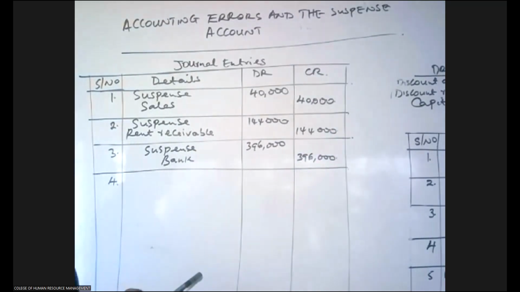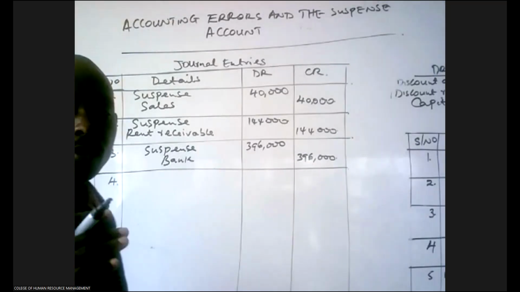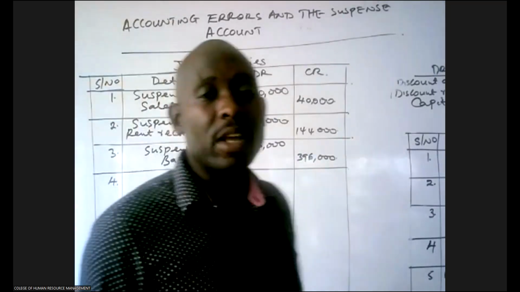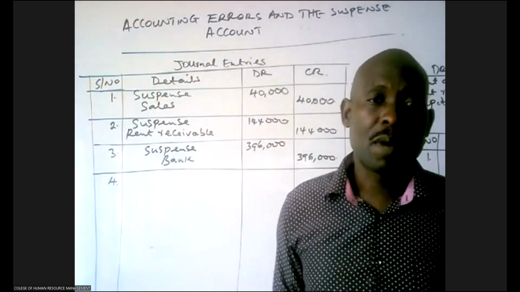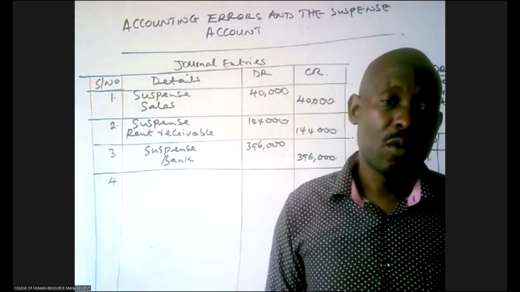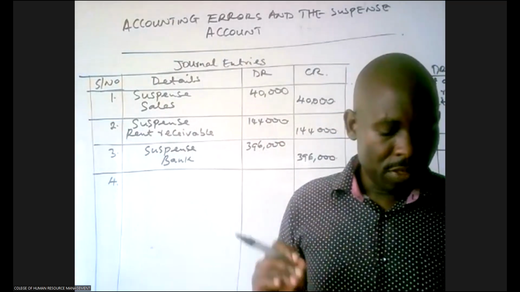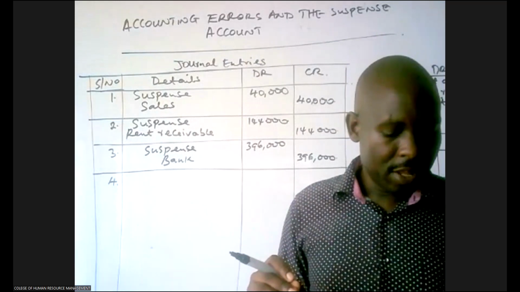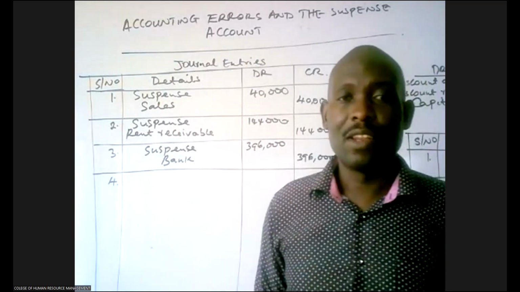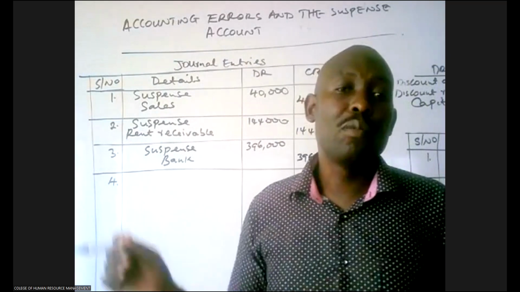Number 4. John, a debtor, had bought goods worth 180,000. This transaction was recorded on the credit side of his account. I told you, and I was going to tell you again, when we sell goods to a debtor or a customer, the debtor should be debited. We credit sales. But in this case, John, who is a debtor, this figure was recorded on the credit side. It should not be on the credit. It should be on the debit.